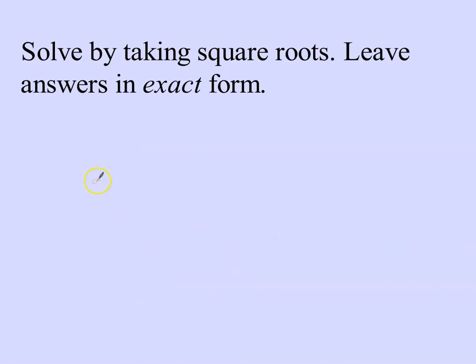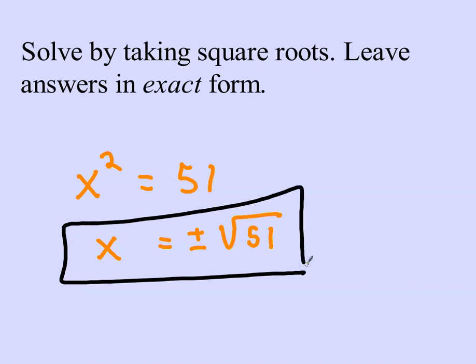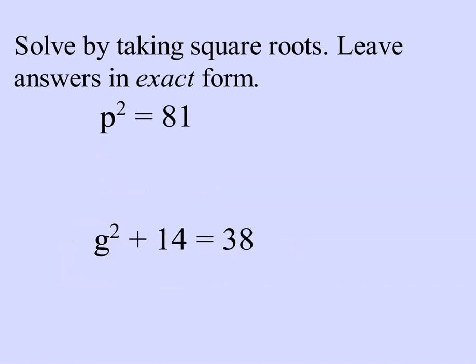So if I asked you, please tell me the solution to this, x squared equals 51. Well, there's no whole number that squares to get 51. Okay, so what you're going to do is simply write x equals the square root of 51. But you're going to recognize, because there are two numbers that square together to get 51, we'll write plus or minus out front. So that would be a complete answer right there. Okay, so let's look at some of these and get answers.